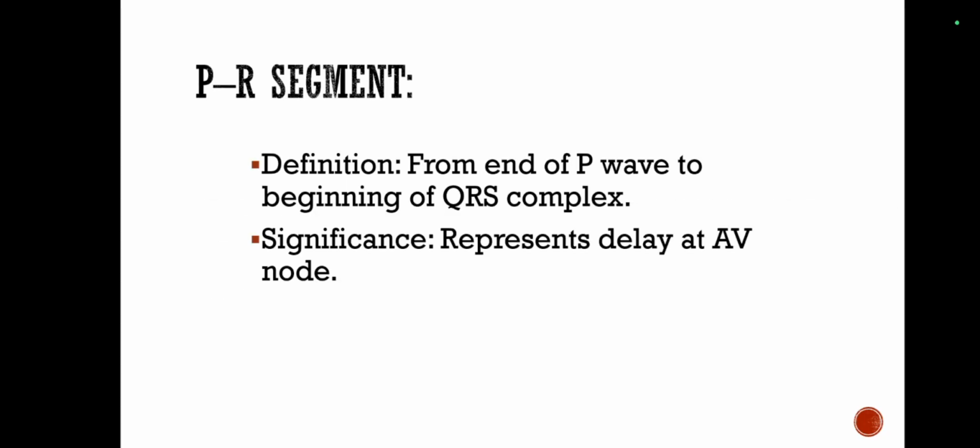Next, we are going to see about the segments. The first segment is the PR segment. It is from the end of the P wave to the beginning of the QRS complex. Significance, it represents delay at the AV node.